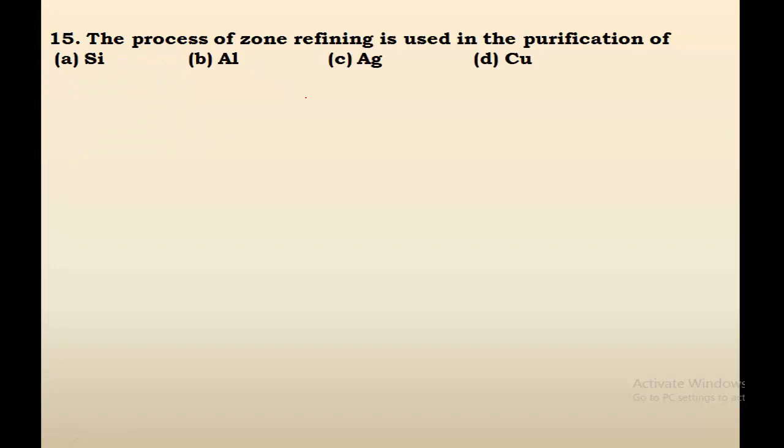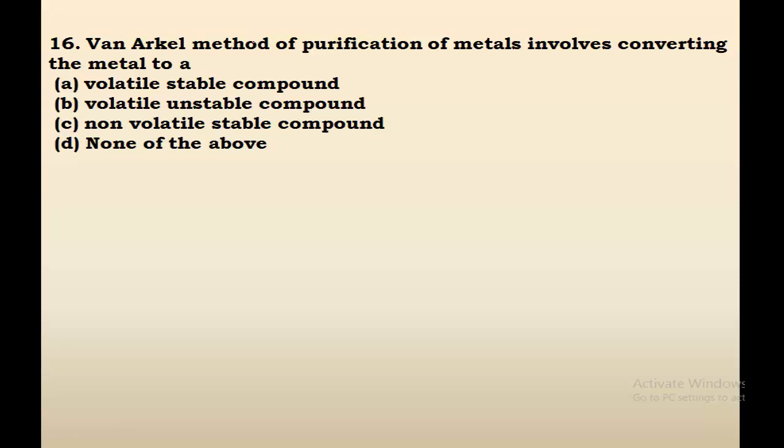15th one, the process of zone refining is used to purify these semiconductors like silicon, germanium and gallium. So here in this 15th question, option A is the right one. And 16th one, Van Arkel method of purification of metals involves converting the metal to a volatile stable compound, volatile unstable compound, non-volatile stable compound, and none of the above.